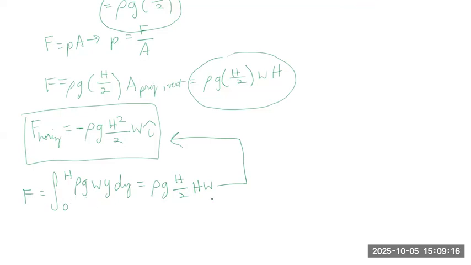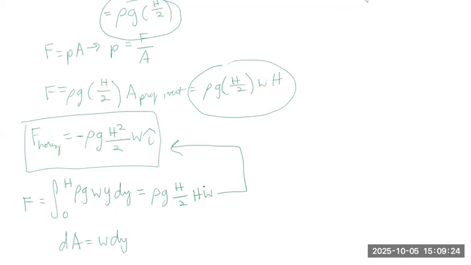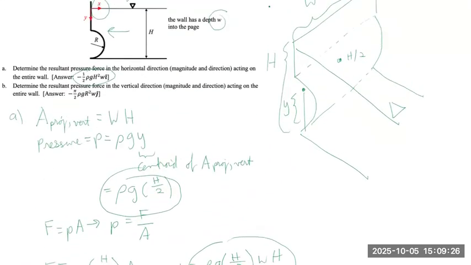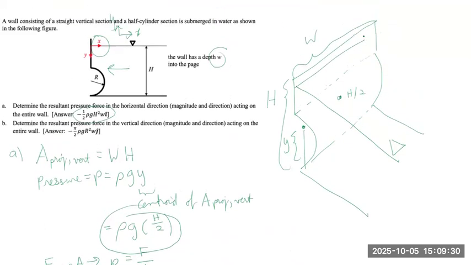So a differential area dA is going to be equal to W times dy because we can divide this into very small strips. And if we do so, each of these small strips will have a differential area dA, and the height is going to be dy, but the width is going to be W. So it's going to be equal to W times dy.